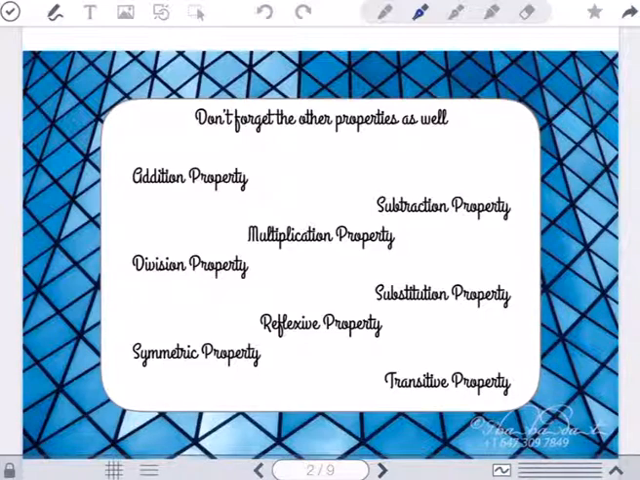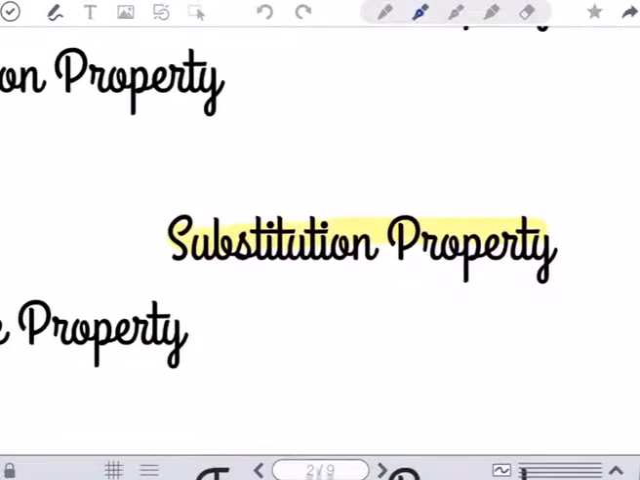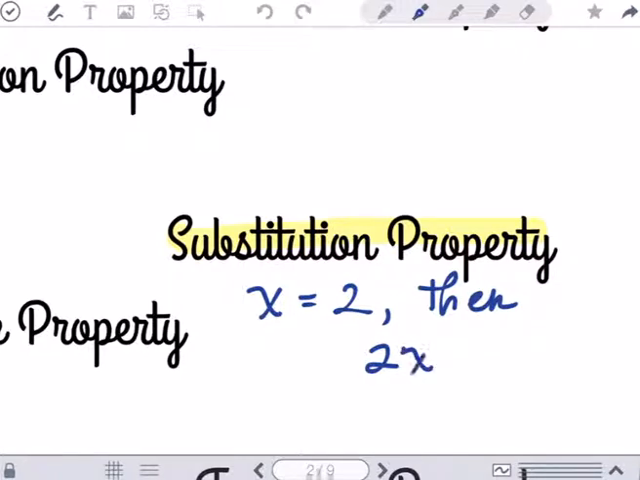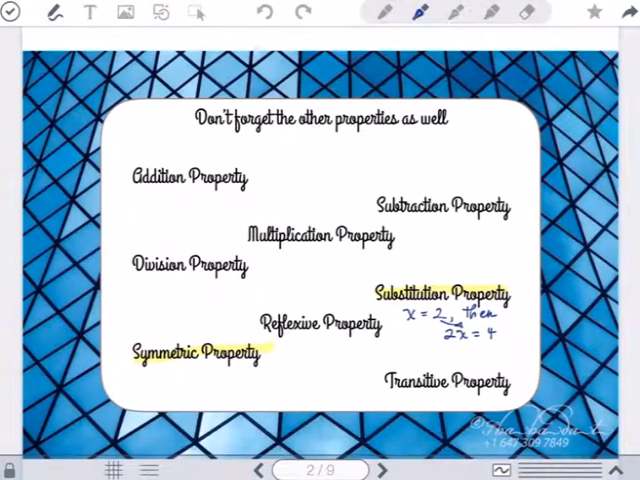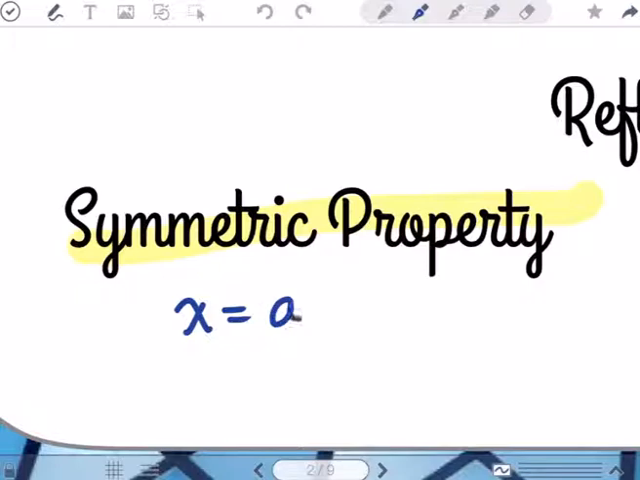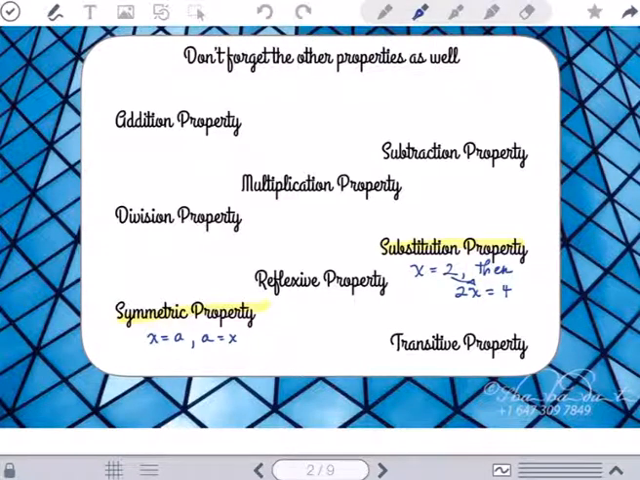So addition, subtraction, multiplication, division, these are all ones that we've done numerous times. The other ones that we're going to be looking at a lot today are both substitution and symmetric. So just as a reminder for substitution, if x equals a, or let's say x equals 2, then 2x is going to equal 4 because we're going to substitute 2 in for x. So that's going to be a huge one that we're going to talk about today, as well as symmetric property, which says if x equals a, then a equals x. So those are two big ones we're also going to be looking at today.